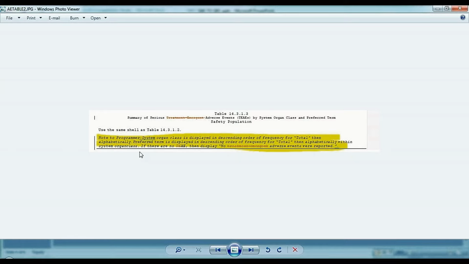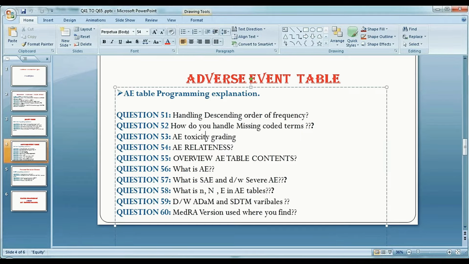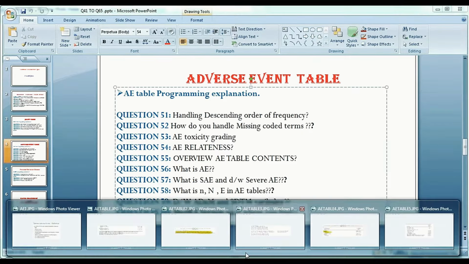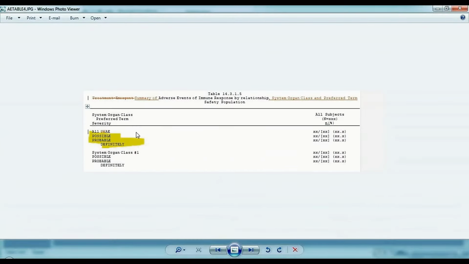So how to handle this programmatically? The next question is how to handle missing coder values, if the AE decode or AE system organ class, AEBODSYS, is missing; how to handle it programmatically? Also, how to categorize the AE toxicity grade and how to give the relatedness? For example, relatedness categories like possible, probable or definitely related. In the SDTM AE you won't find this information as a related variable. You can find the variable, but exactly this information is not available. How to handle it in those cases?